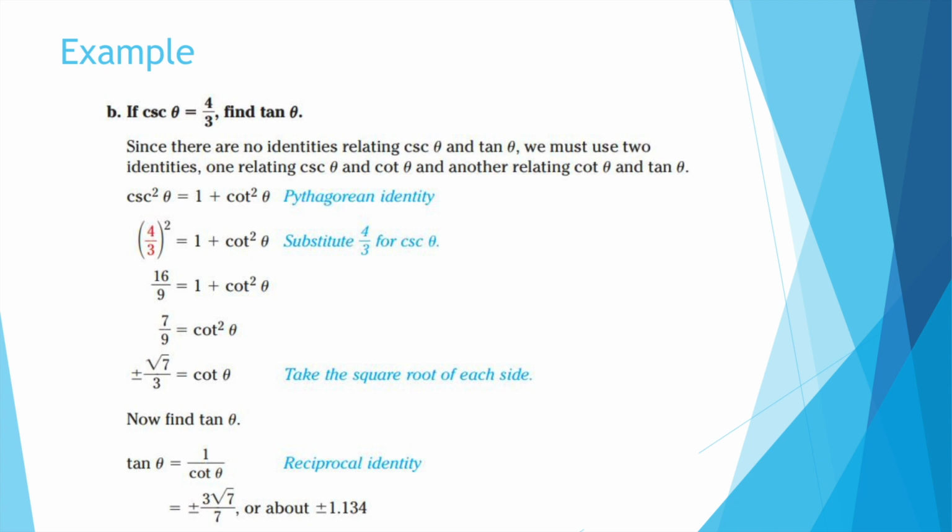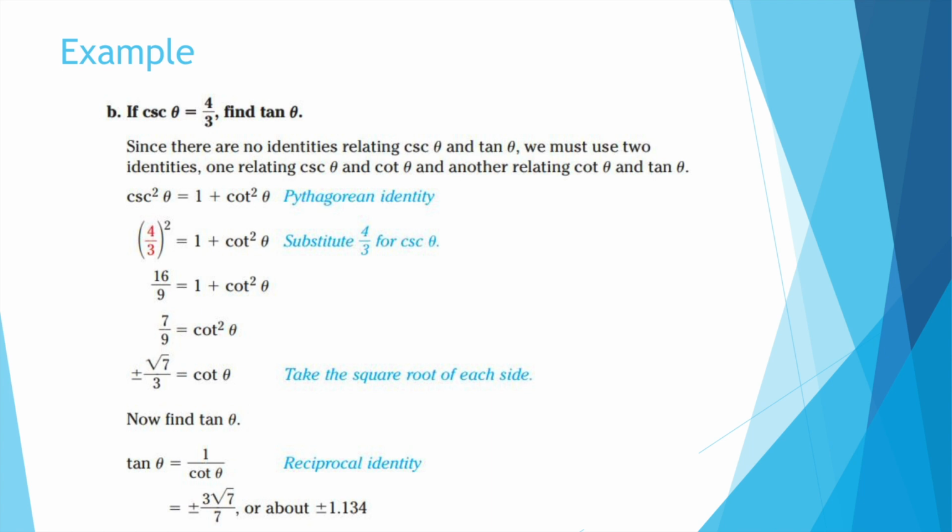So here we use cosecant squared of theta is equal to 1 plus cotangent squared theta. And we plug in our 4 over 3 squared, and we evaluate it. That becomes 16 over 9, and you subtract by 1. So 1, in order to subtract it from that fraction, you have to multiply it by the denominator on top and bottom. So that becomes 16 over 9 subtracted by 9 over 9. And that becomes 7 over 9 equal to cotangent squared theta.